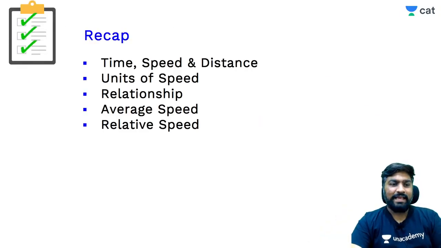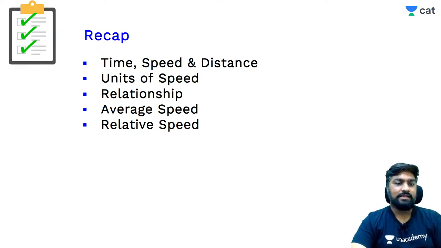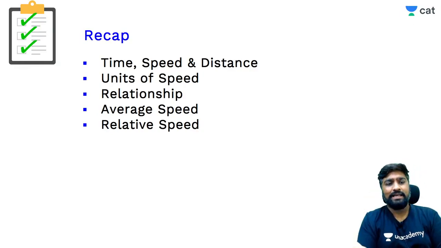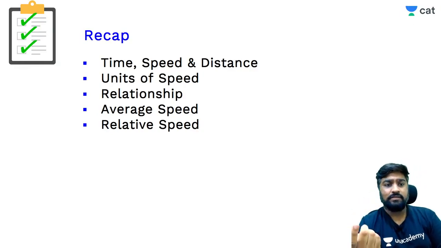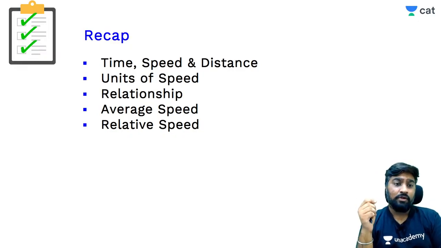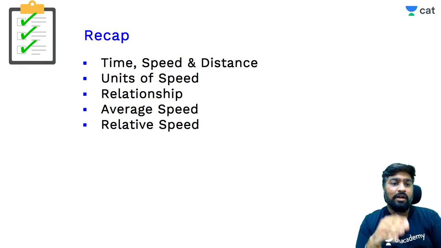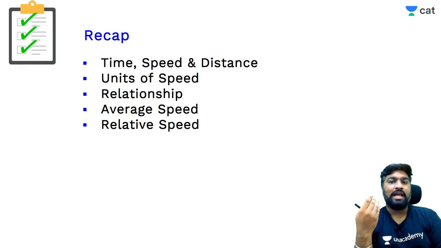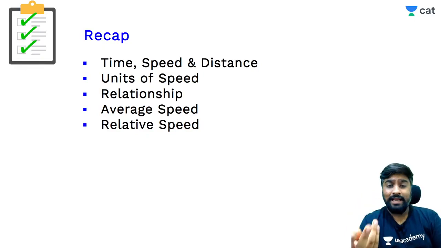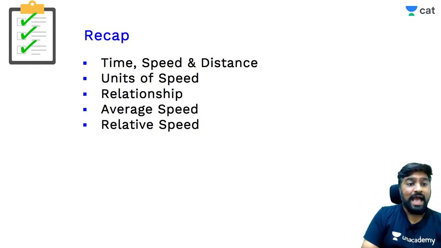Okay, so let's have a quick recap since it's been quite some time since we've met. A quick recap on what we've seen under time, speed and distance. We've looked at what speed is. We've looked at the different units of speed and how to convert them. We've looked at the relationship between time, speed and distance. What happens when one of the entities is constant? What happens to the other two? Directly proportional situations, inversely proportional situations. And average speed as well. These four we had discussed in the first lecture.